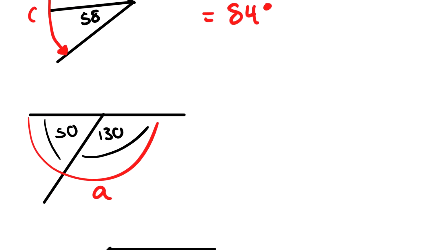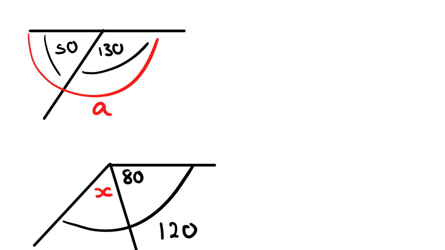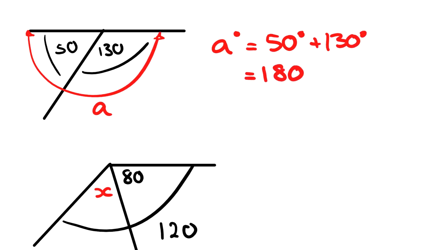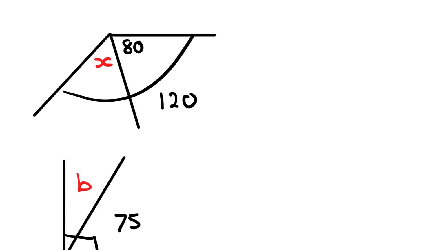Now if I go to this next one down here, we have angle A, which goes from all the way over here to all the way over here. And inside angle A, we have this 50 degrees and this 130. So angle A is going to equal 50 degrees plus 130. So angle A is going to be 180 degrees. We'll look at the next one.